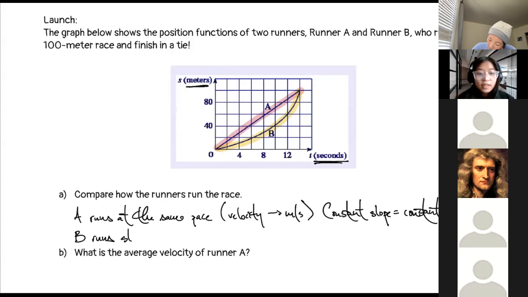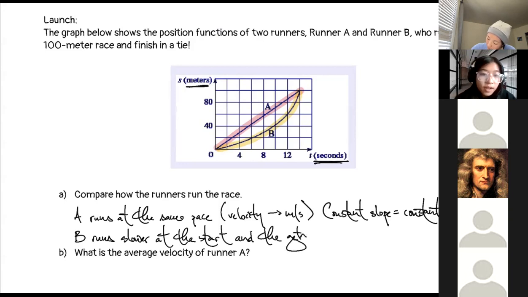So how we can see this is that at first, runner B was running a bit slowly, and then as time goes by, runner B starts to accelerate, meaning they start running faster, which is why you have that little curve.